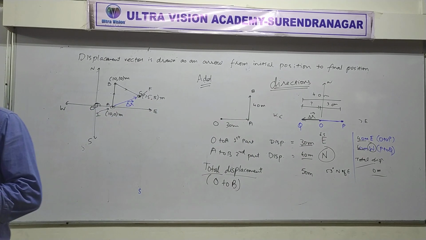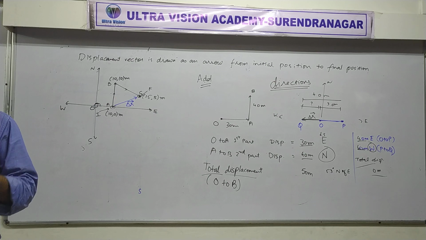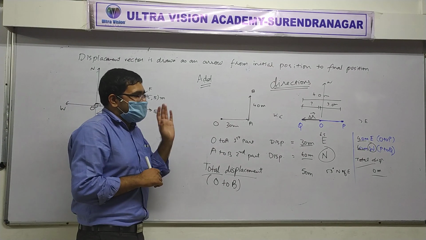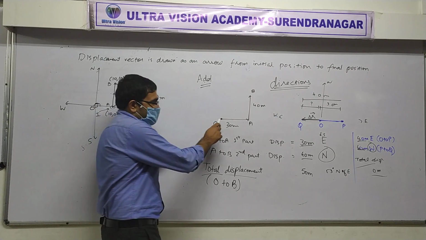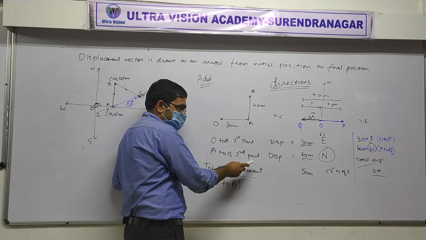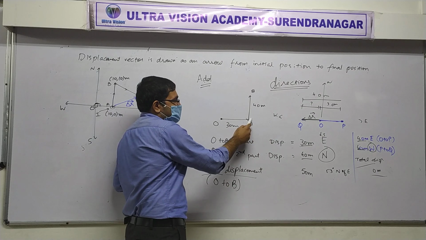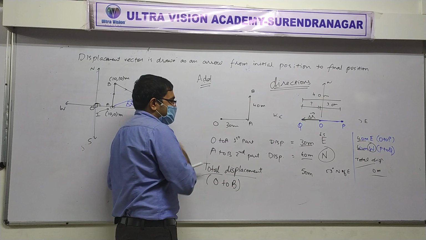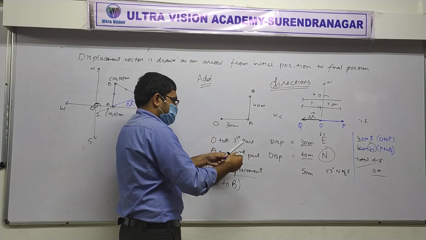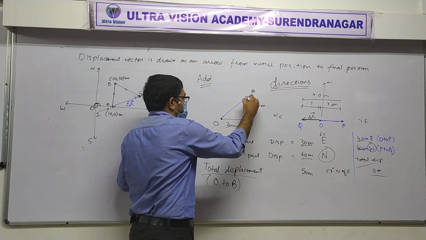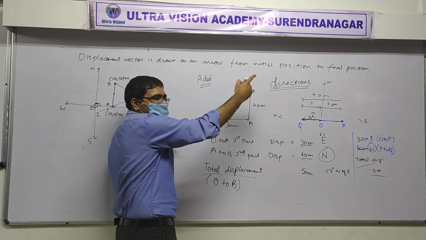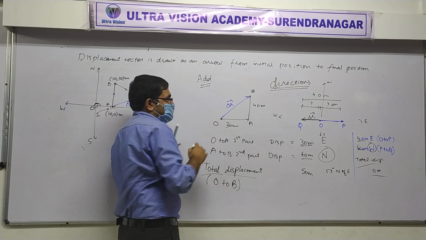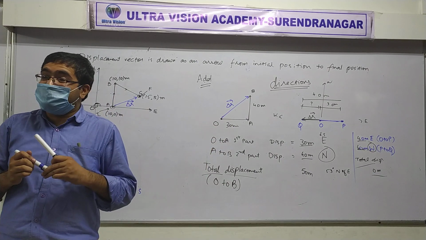Now, how to add displacements? When you try to add displacements, you will always get a triangle. Have a look. First part displacement, O to A. Second part displacement, A to B. Where is the total displacement? O to B. Let's draw them. From initial point to final. Do you see a triangle? Yes. That's the triangle law of addition.